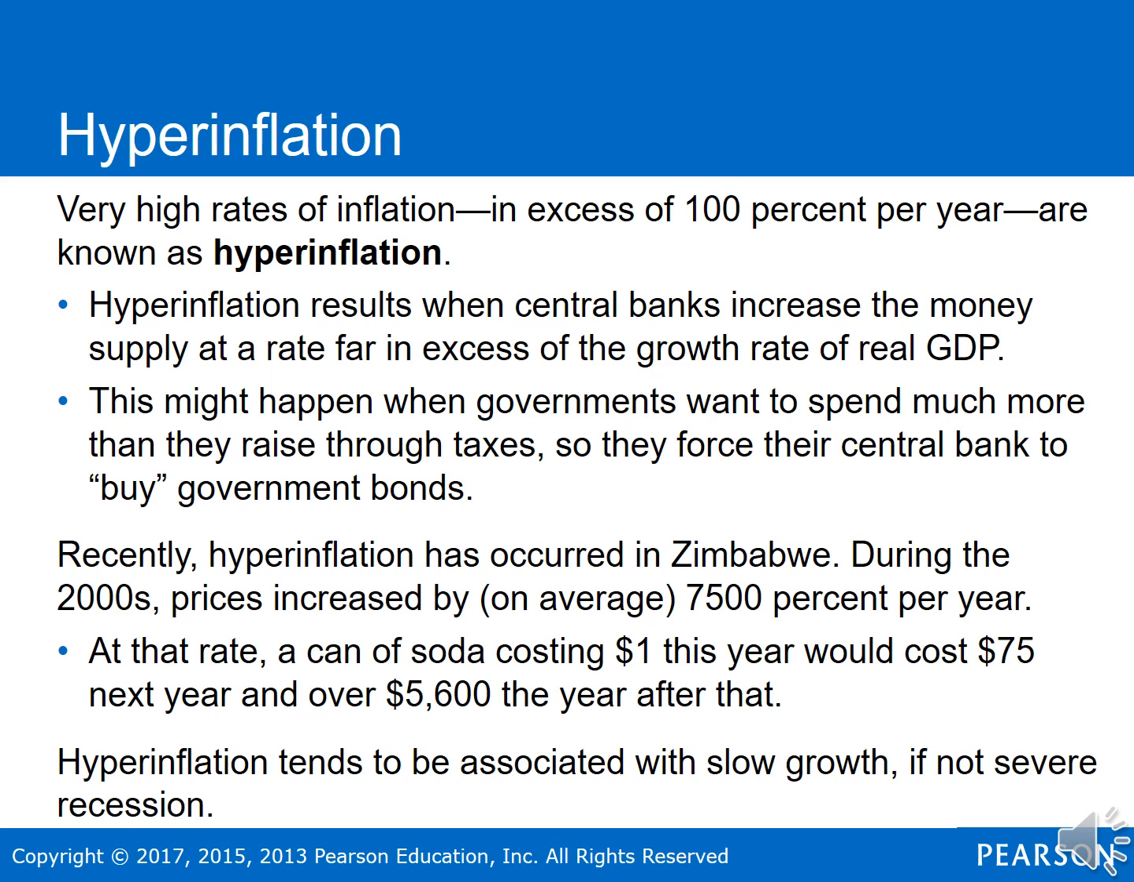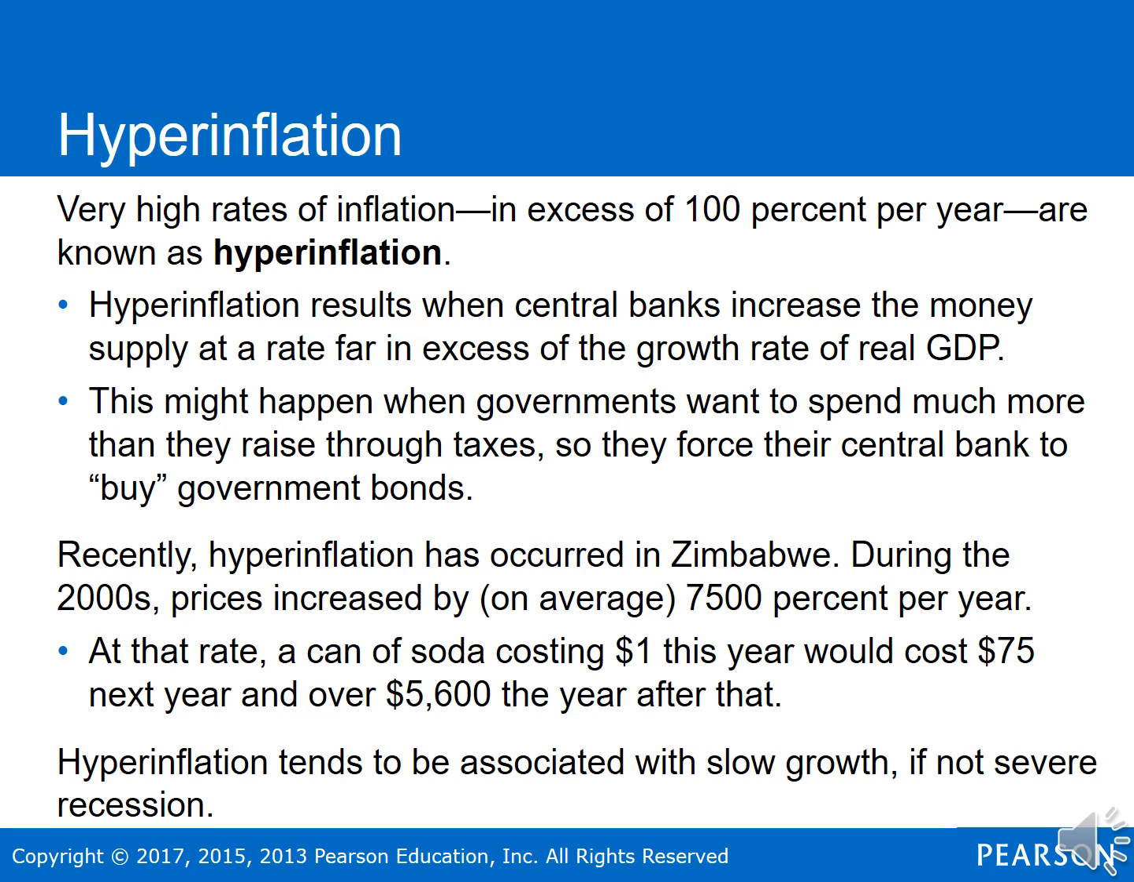So in Zimbabwe recently, the inflation rate became high enough that people stopped using the paper currency because they were experiencing this hyperinflation. During the 2000s, prices increased on average 7,500% per year. So these are insanely high increases in the price level. To put that in perspective, a can of soda that cost $1 this year would cost $75 the next year and $5,600 the year after that. These are substantial changes in the price level.